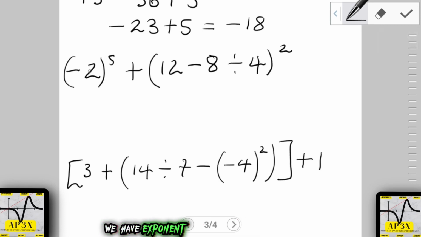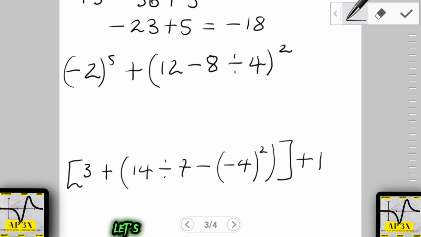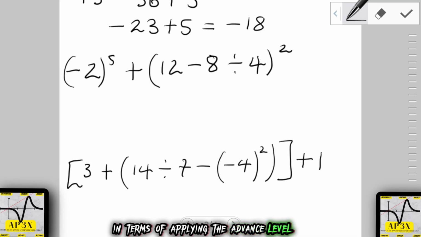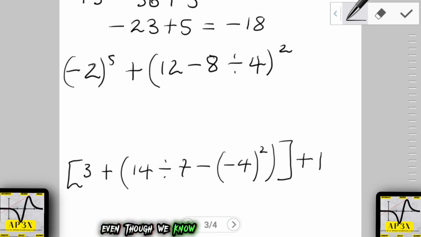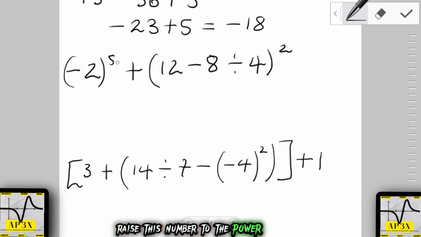We have an exponent and we have parenthesis. In fact, yes, we have parenthesis with an exponent. So let's try to up our game a little bit in terms of applying the advanced level. Even though we know that E appears before parentheses, this is an independent problem by itself. It will not be affected by what is over here. So I can go ahead and raise this number to the power of 5.